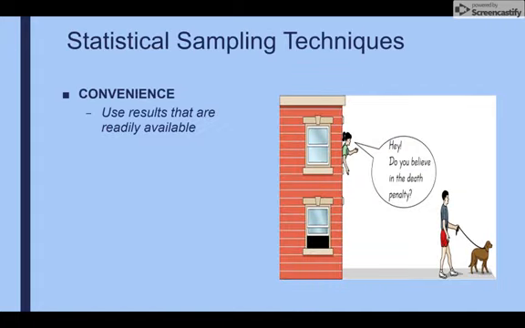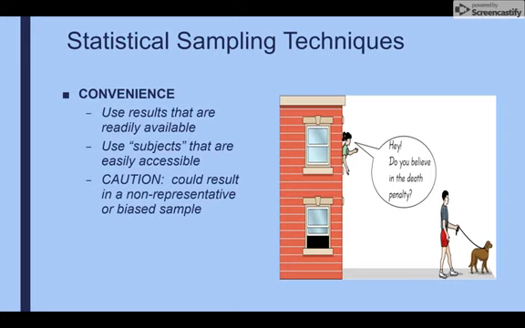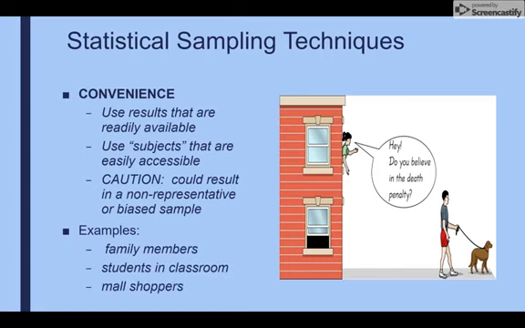Third, convenience sampling is where you use results or participants that you have easy access to. Perhaps family members, students in a classroom, mall shoppers. Probably all of you at one time or another have seen someone with a clipboard in the mall trying to stop people to ask them questions. You have to be careful with convenience sampling because it might result in a non-representative or a biased sample.